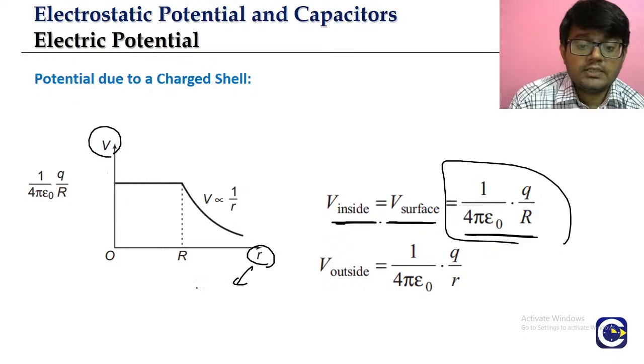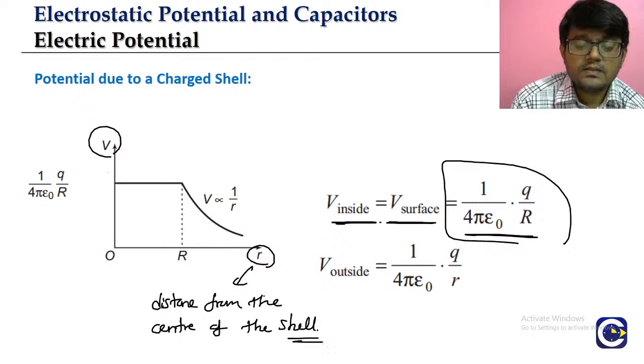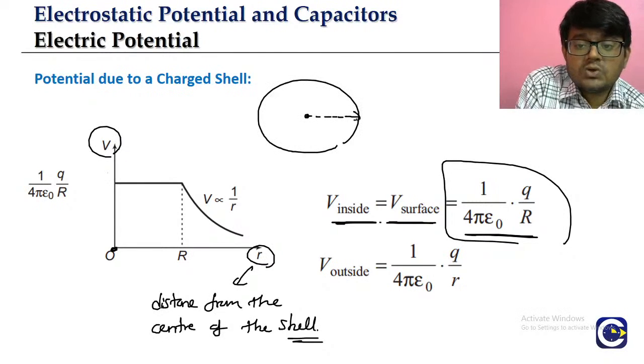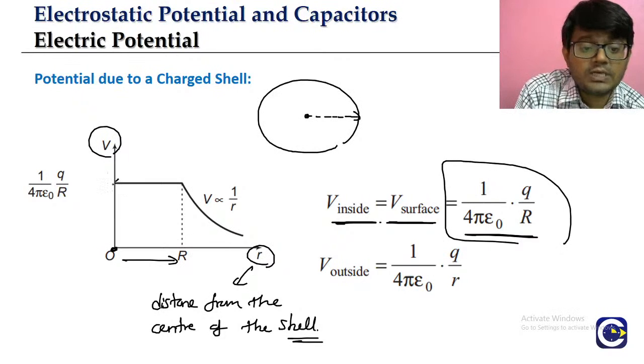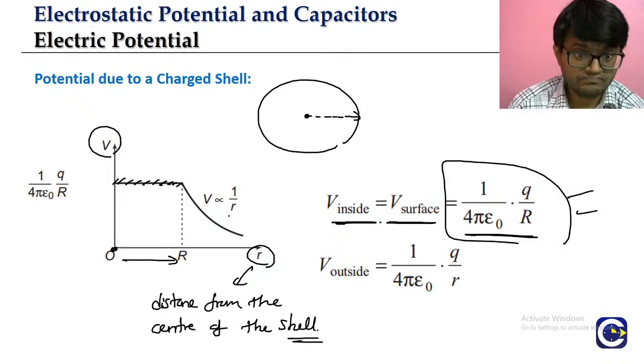Small r is the distance from the center of the shell. So 0 means we are exactly at the center of the shell, and then we move out. Till we come to this capital R, we are inside the shell. So the potential everywhere is the same, which is equal to the potential value on the surface of the shell.